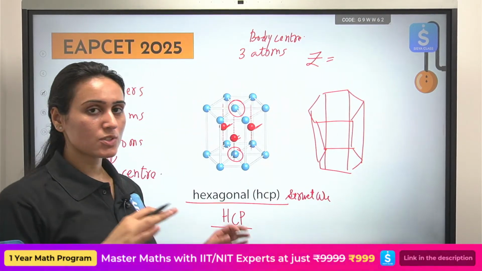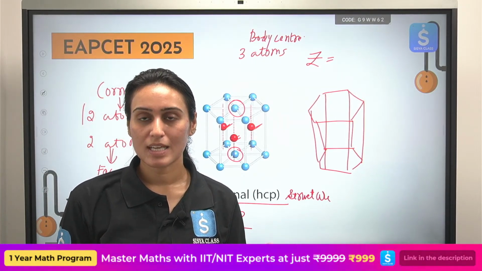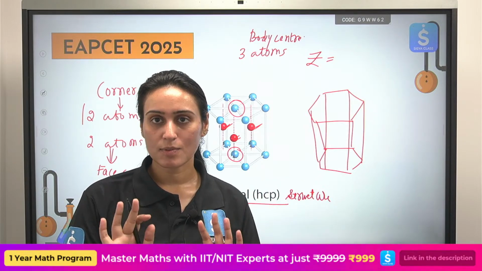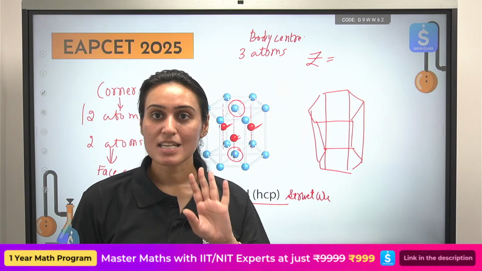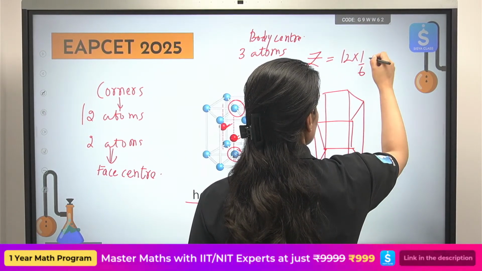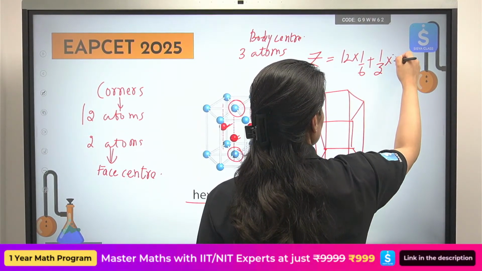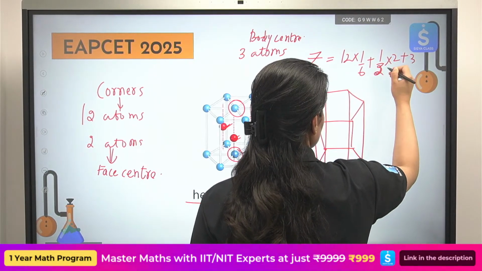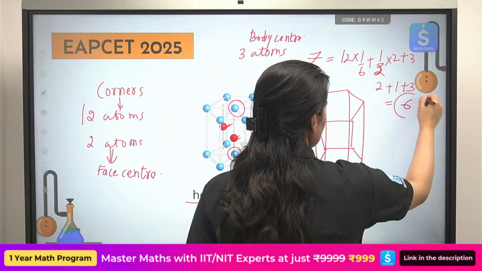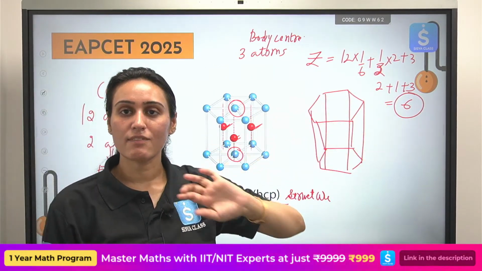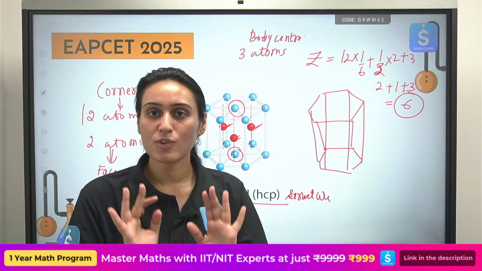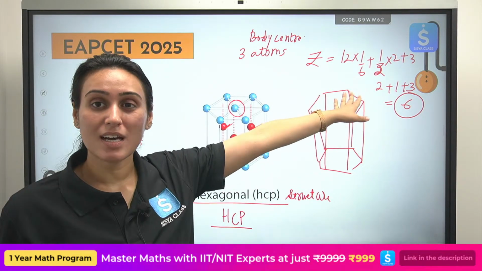Here the contribution of the corner atoms is different from a cube. In case of a cube, the contribution was 1/8. Here the contribution is different. Here it is 1/6. So the number of atoms per unit cell, if someone asks you about HCP, what will be your answer? 6. You have to remember this. And I have shown you how we come to this observation.